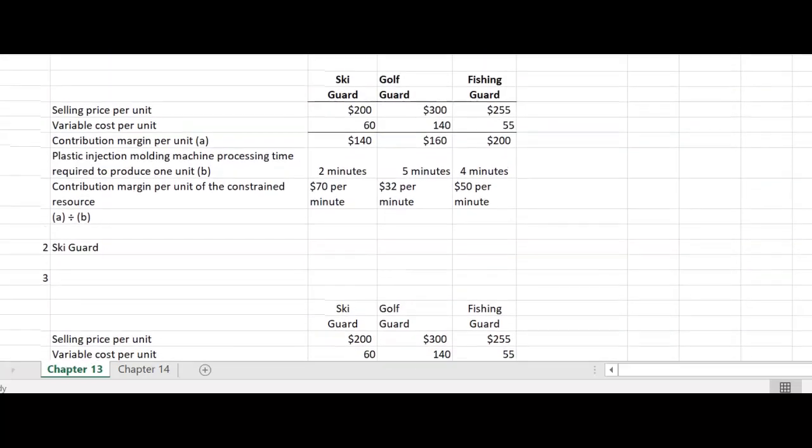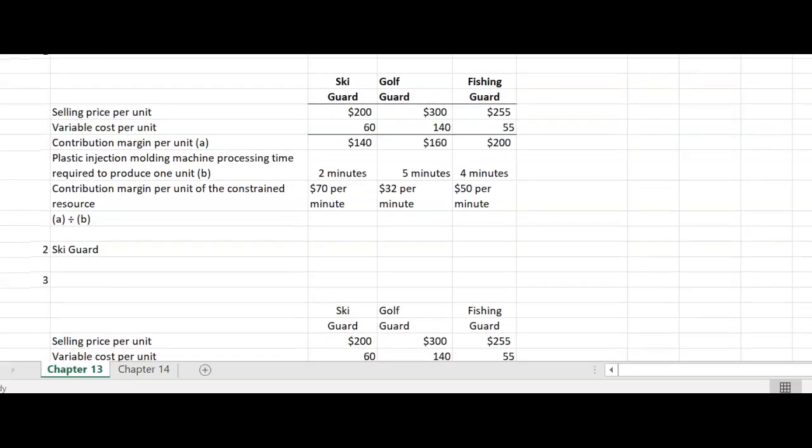And when you look at the Fishing Guard in relation to the machine minutes, again, they use a large amount of minutes, which lowers their contribution margin per minute the machines are used to actually mold the luggage.